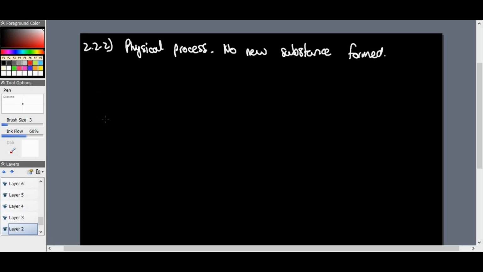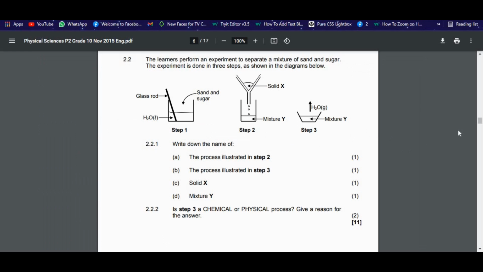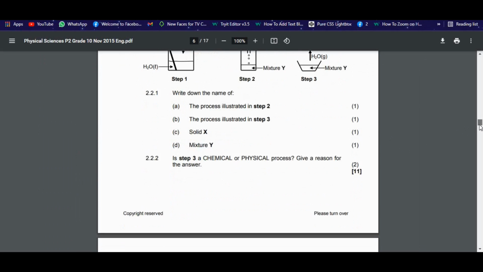You could have also said that water only changes phase. I like this answer though: no new substance or substances are formed. We can take it to question 3. Now remember, this is a 2015 paper, a relatively old paper. Sometimes the question structure might have changed, but not that much, so we can still use it.